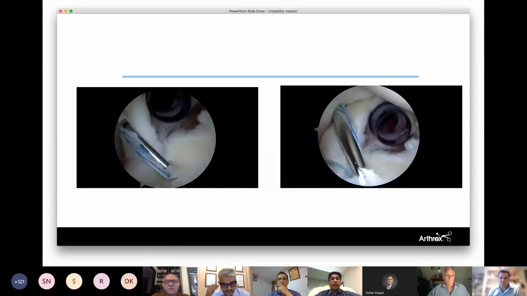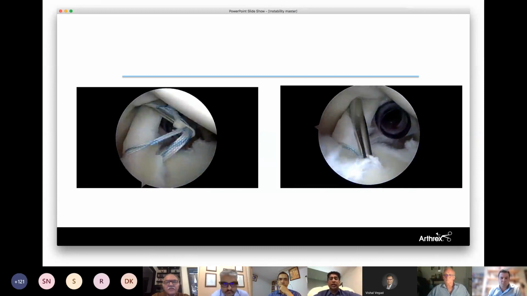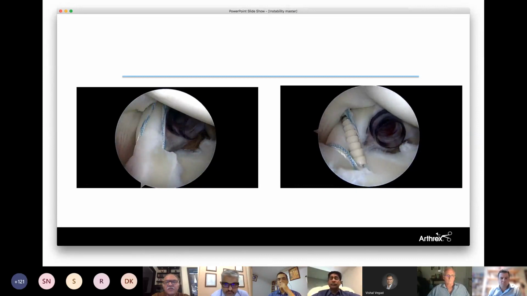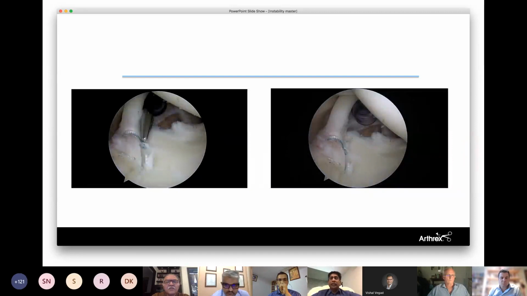So you can see that I had kept so much lever arm because I don't want to put tension on the biceps anchor. It's a dynamic structure. You don't want to put in too much tension over there. So here, preferably, I prefer the PEEK knotless push lock anchor. And this is the second anchor.